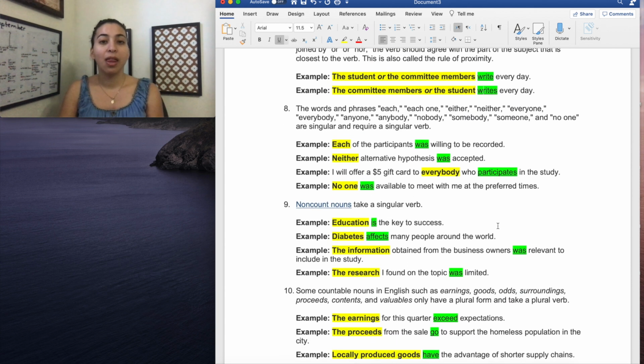Number 8, the word and phrase each one, either, neither, everyone, everybody, anyone, anybody, nobody, somebody, someone, and no one are singular and require a singular verb. Okay? So if you use any of these words or phrases, whatever, then it has to be singular. Each of the participants was willing to be on record.